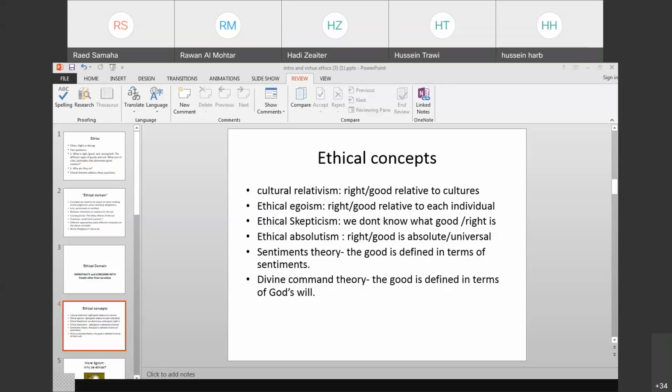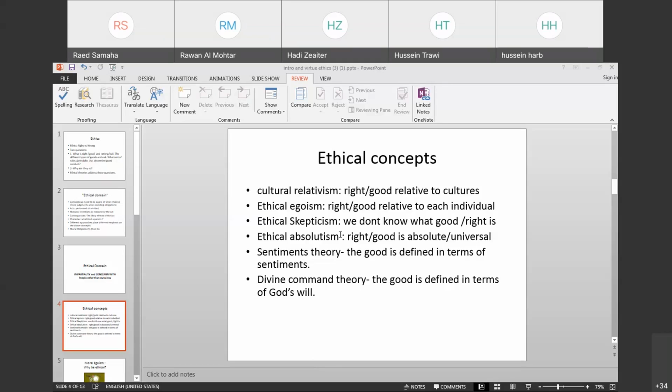Sentiments, yeah, we're actually going to get to that, guys. All the approaches we're going to deal with later fall under absolutism, more or less. If we get time, maybe I'll give you a feeling of relativism or egoism. Okay, sentiments theory is the view that ultimately morality is defined in terms of emotions and sentiments.